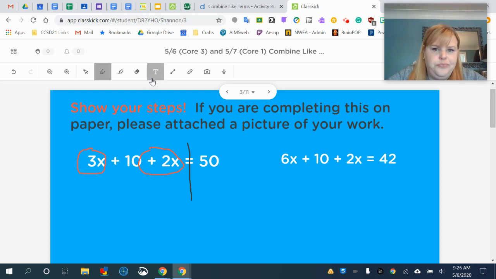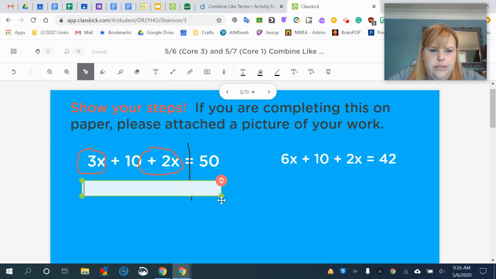All right, so let's go ahead and put in a text box. And so now I have 5x plus 10 equals 50. All right, I'm going to take a look again to see if there's anything else on the left side I can combine. I have x's and I have an integer. Those are not like terms, so I cannot combine them. If I look at my right side, all I have is 50. There's nothing to combine there, so I can move on.